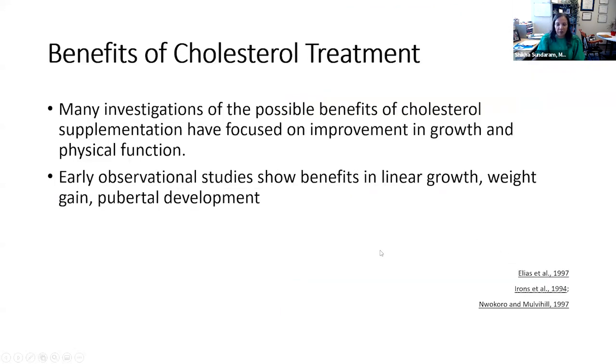I don't think that I really need to touch on this because the previous speakers have talked quite a bit about cholesterol, but there have certainly been observational studies that have demonstrated the benefits of cholesterol in many spaces, but certainly in growth and weight gain, but also in pubertal development. And we know that puberty happens for a lot of reasons, but you're unlikely to go through puberty if you're malnourished.